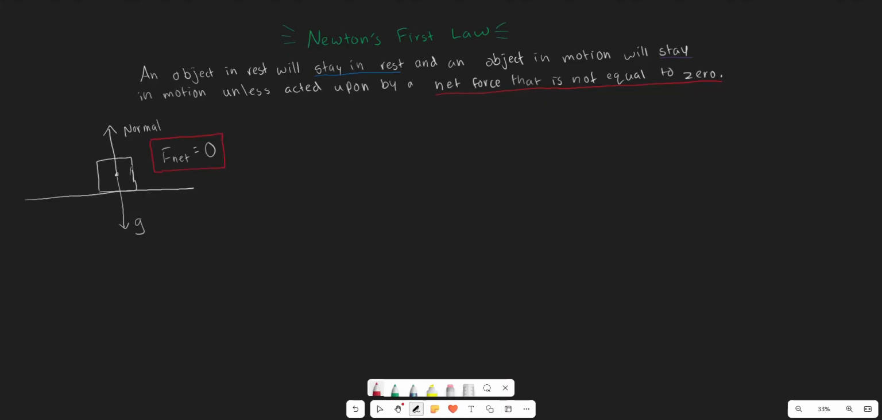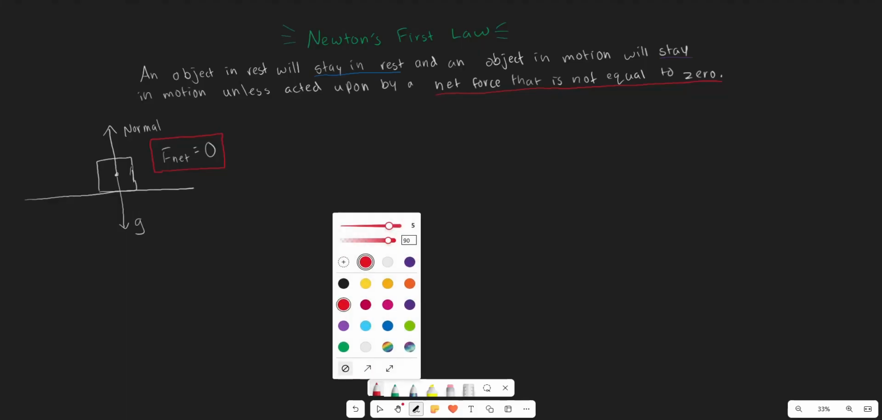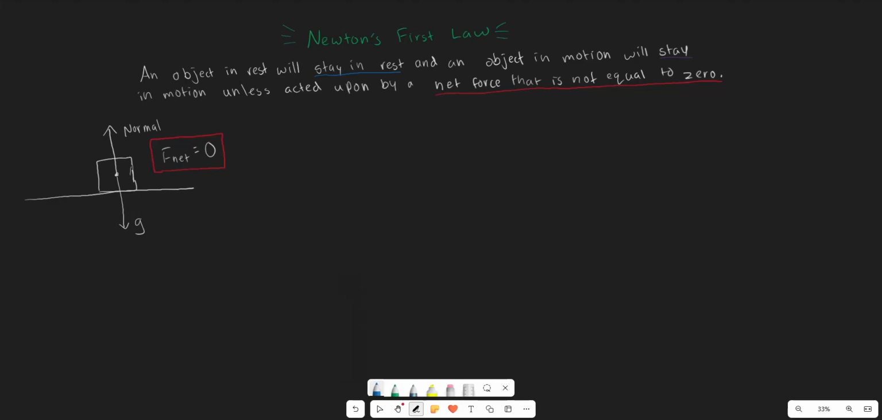So now it says an object in rest will stay in rest and an object in motion will stay in motion. Let's first start with an object in rest will stay in rest. What does that mean? So let's go back to the crate example. The object is at rest and we see that the net force is equal to 0. That's why it stays in rest. If the net force were not equal to 0, let's say a man was pushing it in this direction, it would change its motion, and that's because the net force is not equal to 0 anymore.